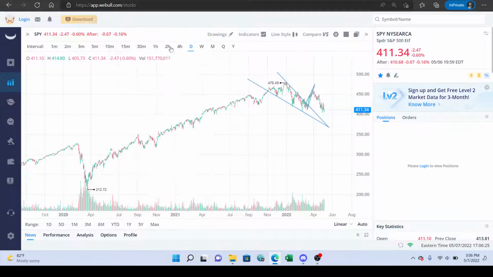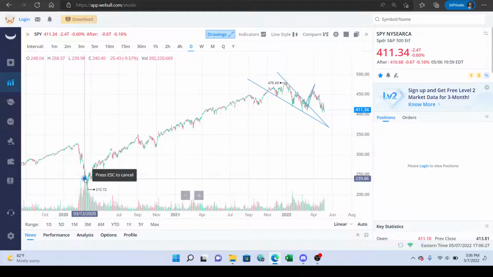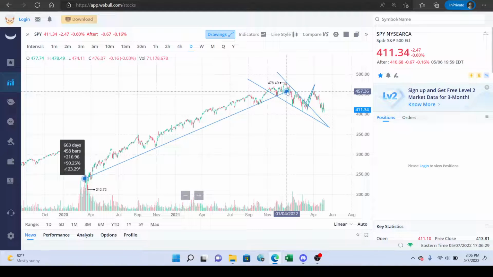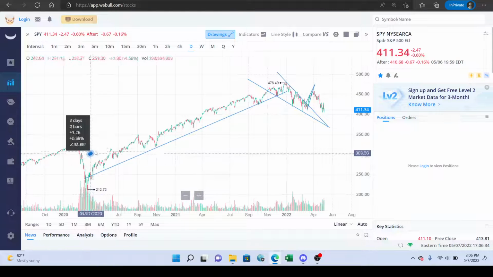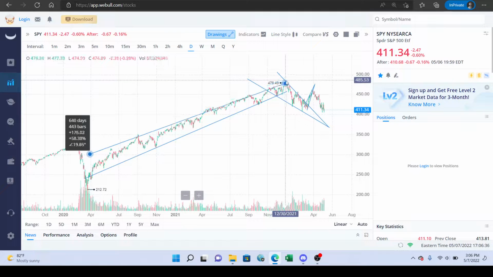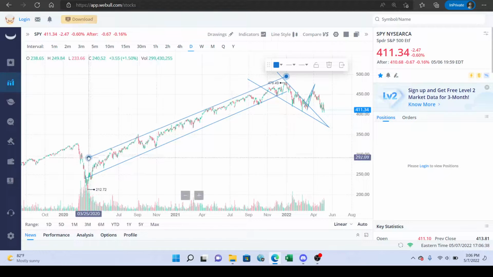So if we go back in time and we look at this period after the stock market crash, we were in a channel. So this is not a wedge of any sorts. As you can see, we're basically moving up and down in this rectangular pattern. This is a channel.